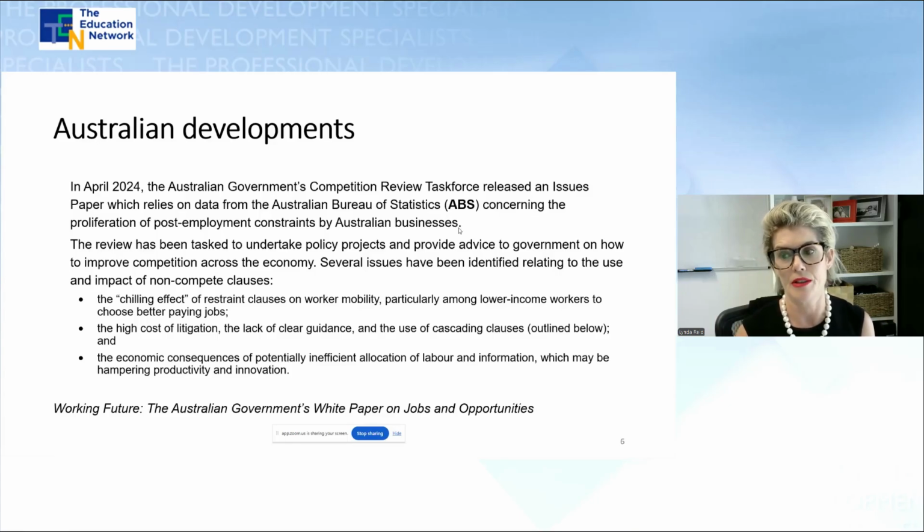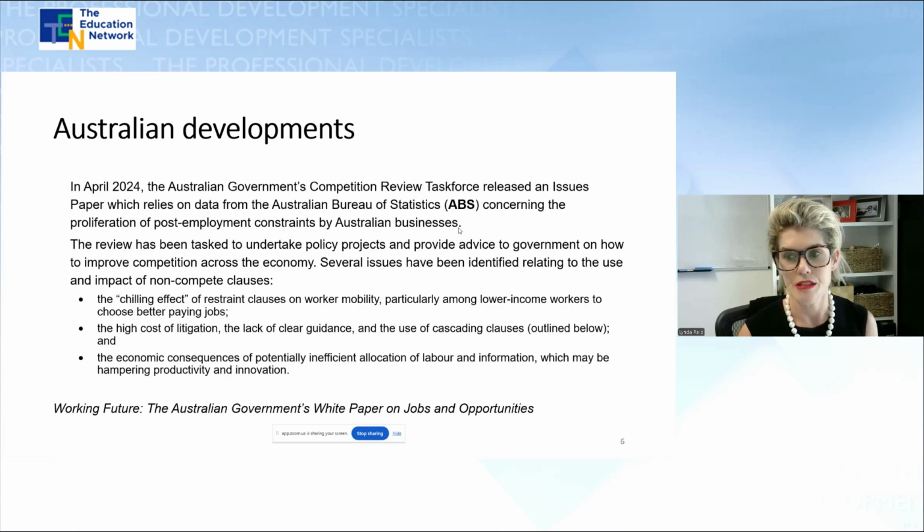Now, the review from the task force is set out to undertake policy projects and provide advice to the government on how to improve competition across the economy. And so it has identified several issues relating to the use and the impact, or what it says is the impact, of non-compete clauses and how common they are. So it describes a chilling effect of restraint clauses on worker mobility, particularly among lower income workers, to choose better paying jobs because they might be worried about a restraint of trade being enforced against them.